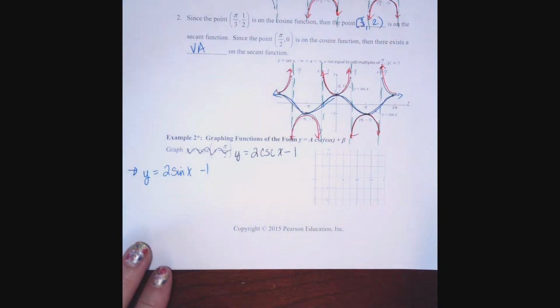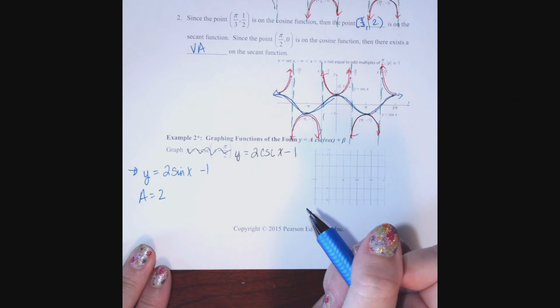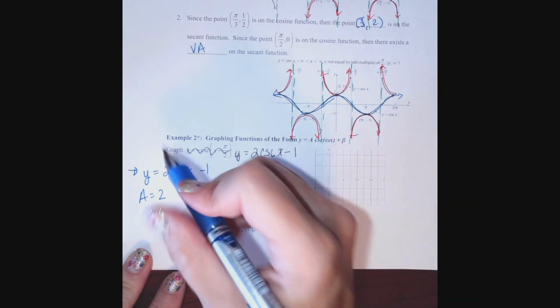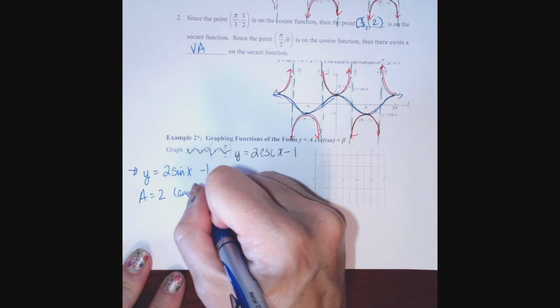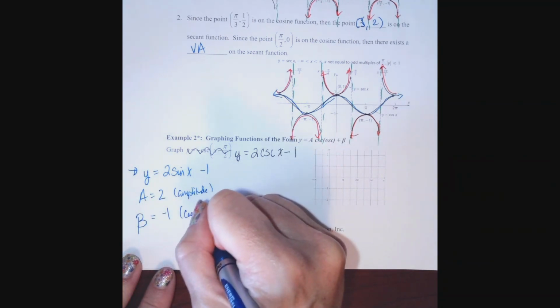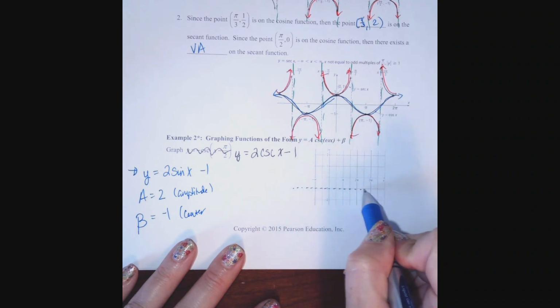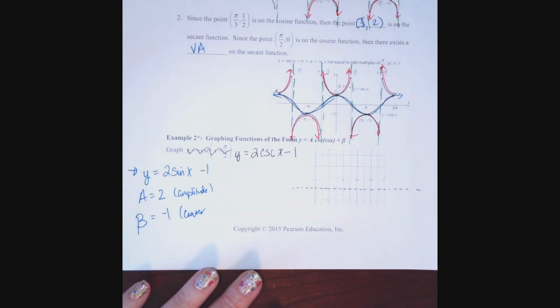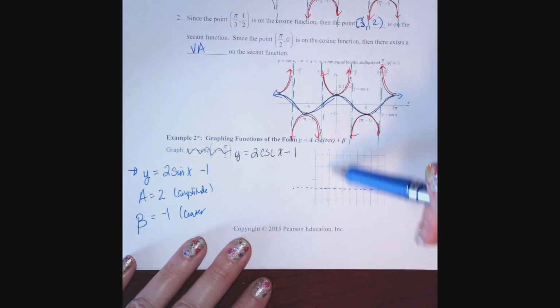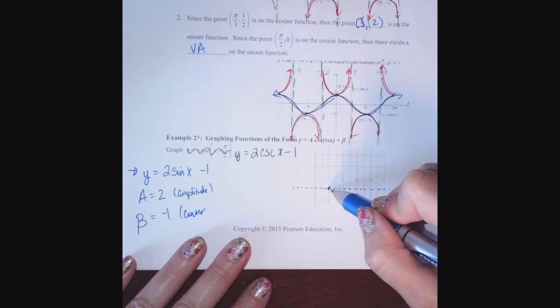Okay, so for this, we have a is 2. That gives us our amplitude of our sine function. And beta is a -1, so that means we have a center that has been moved down to -1. There's my center. Now sine starts at center and goes up. Here is my y-axis. So sine is going to start at center. I have an amplitude of 2.